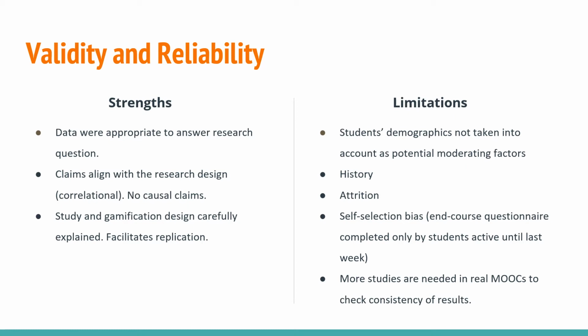Attrition and self-selection bias are also listed as limitations. Many students dropped out within the first few weeks of the course, and it's not clear whether the characteristics of those who dropped out were equivalent to the characteristics of those who stayed and completed the end course questionnaire. Finally, this is one of the first empirical studies that uses analytics to understand the impact of badges in real gamified MOOCs. More studies of this kind are needed to determine whether results would be consistent in other environments.